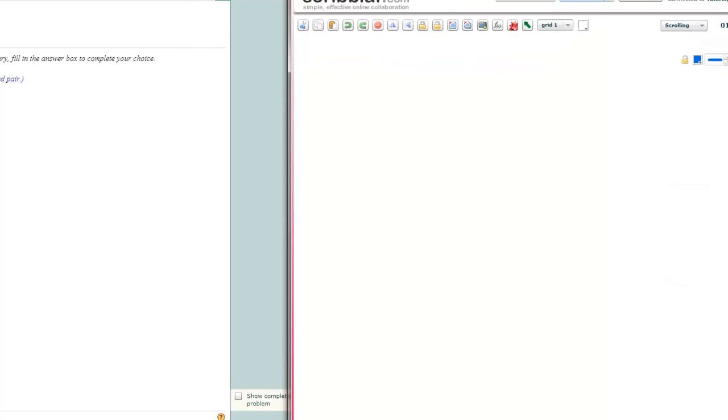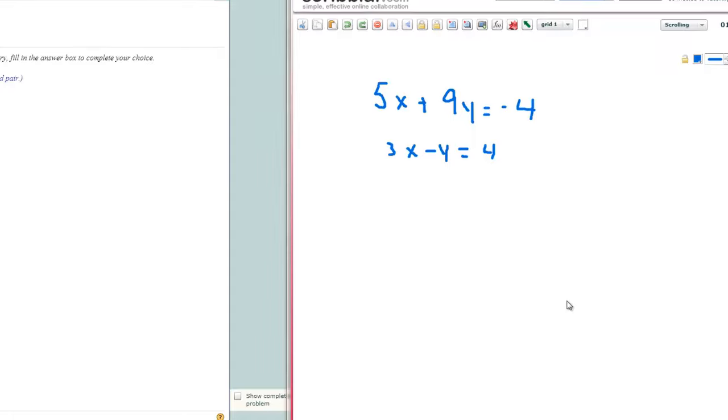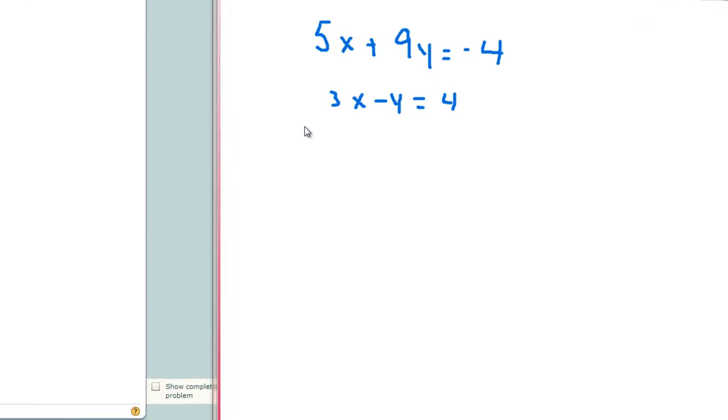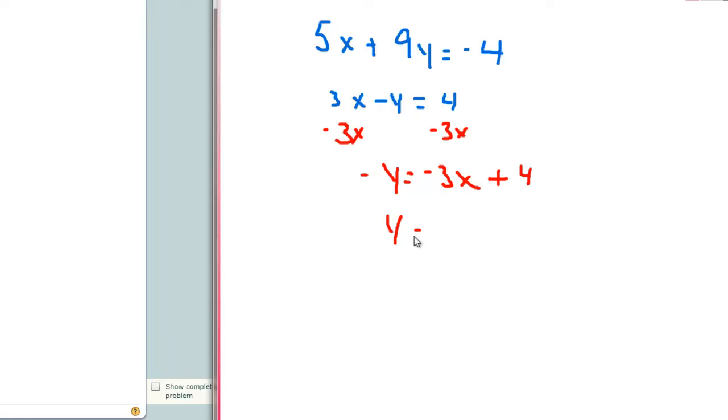Alright, so substitution. I have to somehow get one of the variables by itself, and it looks like the second equation is going to be easier. So let's look at that second equation. I subtract the 3x from each side, and negative y equals negative 3x plus 4. Now, a lot of students will see that negative in front of the y, completely drop it off and not do anything with it. You technically have to divide everything by negative. So that's going to be y equals 3x minus 4.